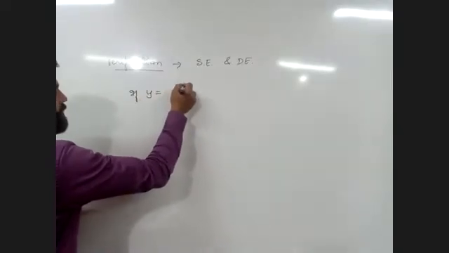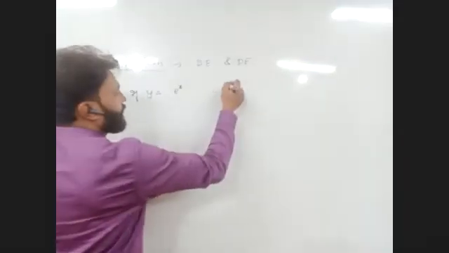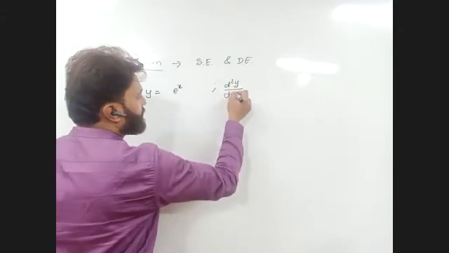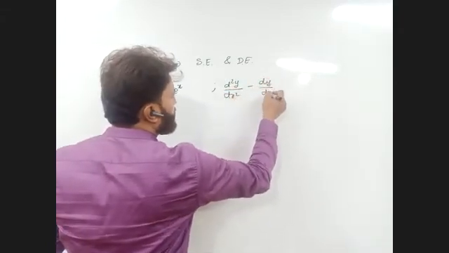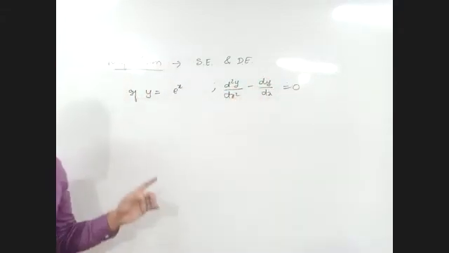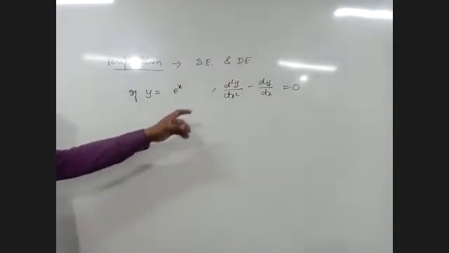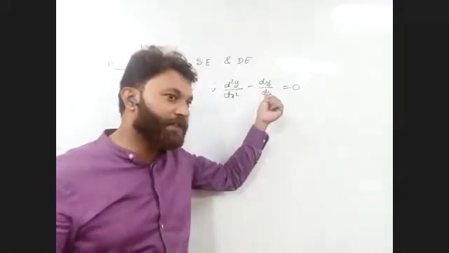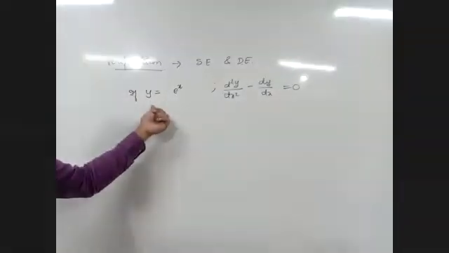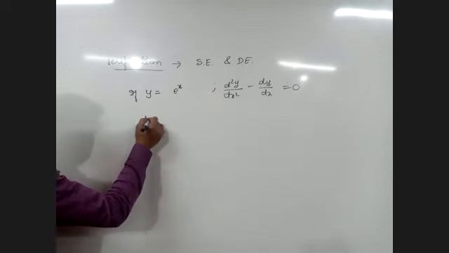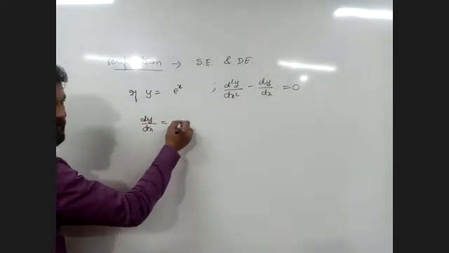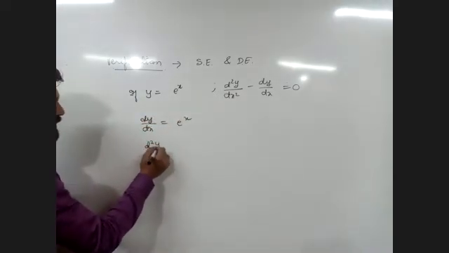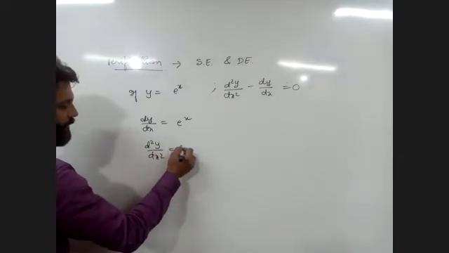Look, if y is equal to e to the power x, show that d2y by dx square minus dy upon dx is equal to 0. The value of y is already given, and we need to show that d2y by dx square minus dy upon dx is equal to 0. Now here the order is 2. So how many times will we differentiate this? 2 times. So what will be the value of dy upon dx? E to the power x. What will be the value of d2y upon dx square? E to the power x.